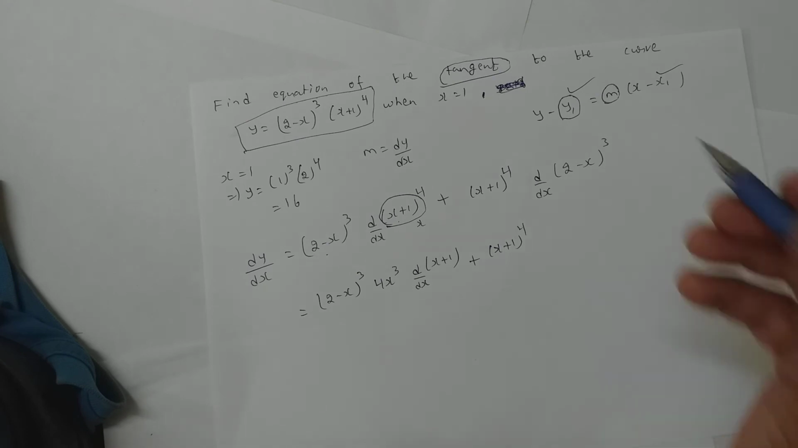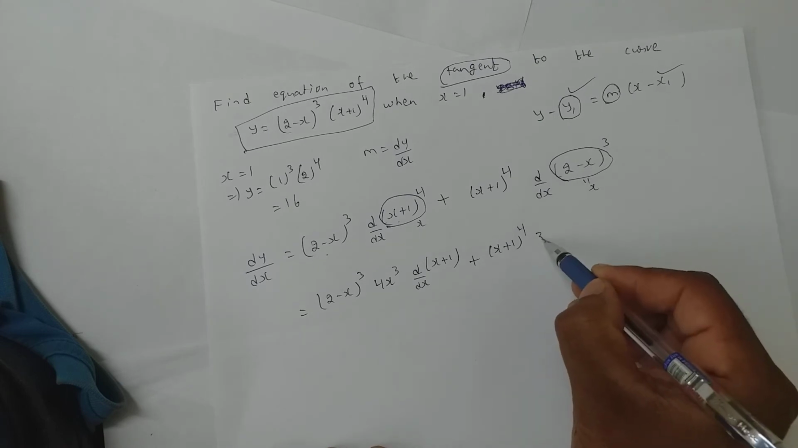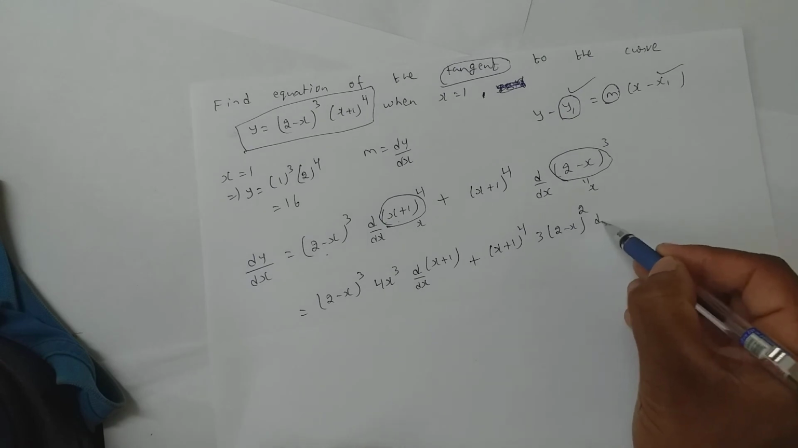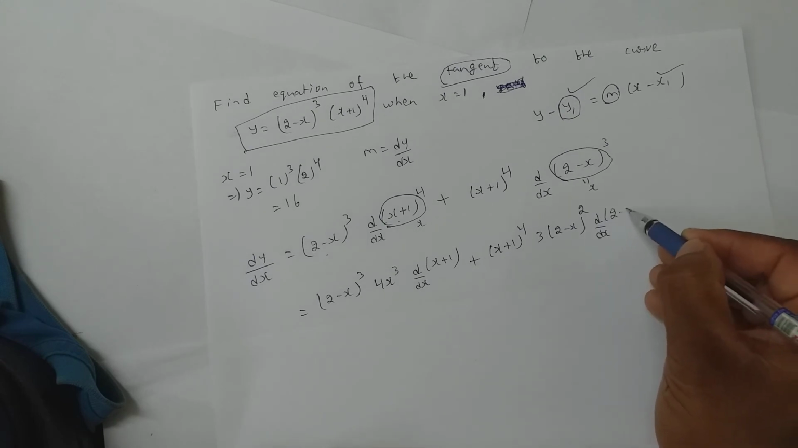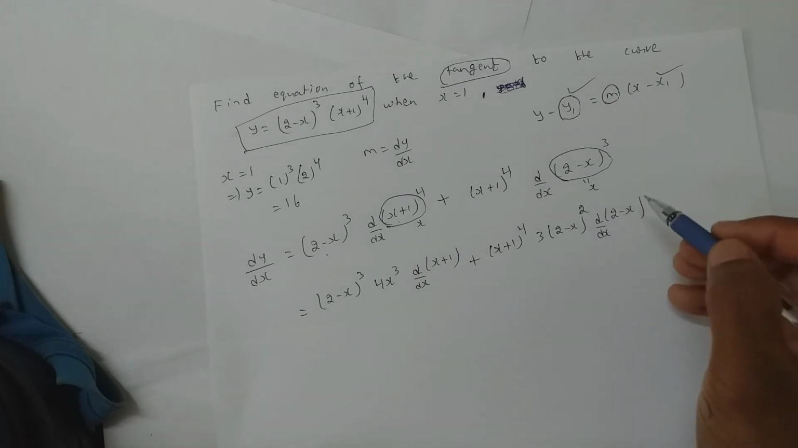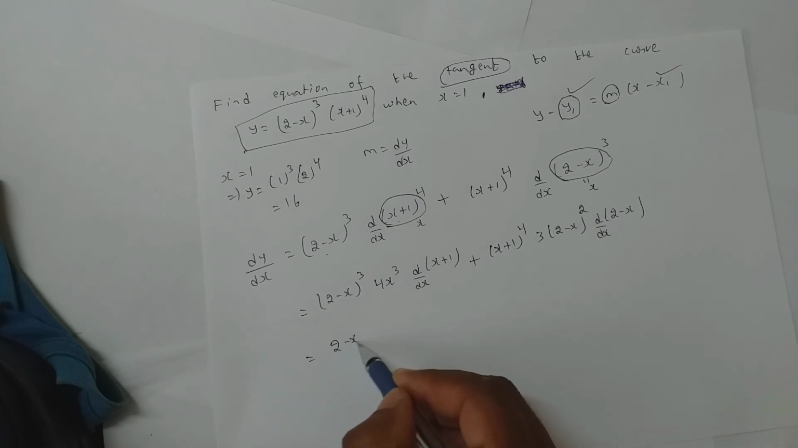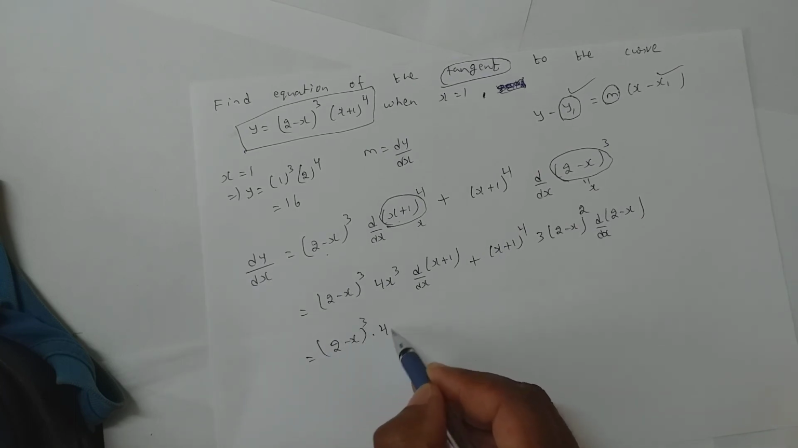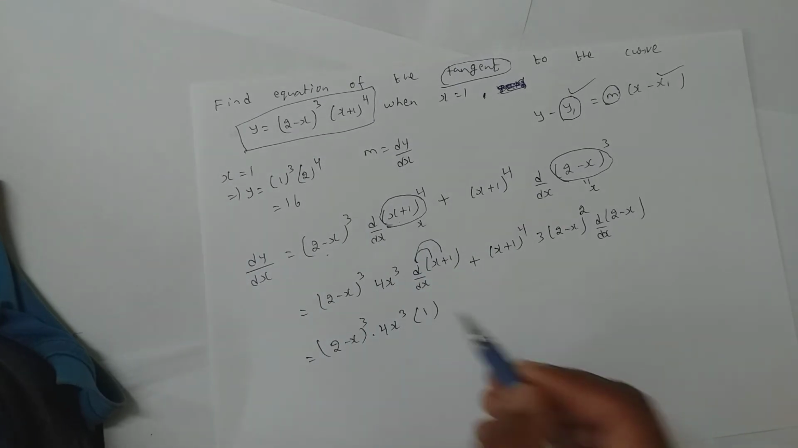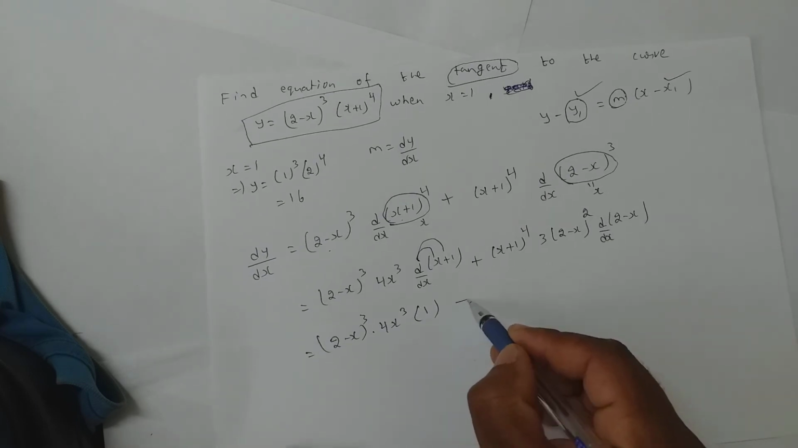Now again, this cannot be differentiated directly. I assume it to be x. So x power 3 is 3x square. So 3 into (2 minus x) whole square into d by dx of (2 minus x). In place of x, whatever you have assumed, that differentiation should be there. So now it becomes (2 minus x) whole cube into 4x cube. This gets applied to x and also to 1. When applied on x, I get 1. When applied to 1, I get 0. So I did not write that.